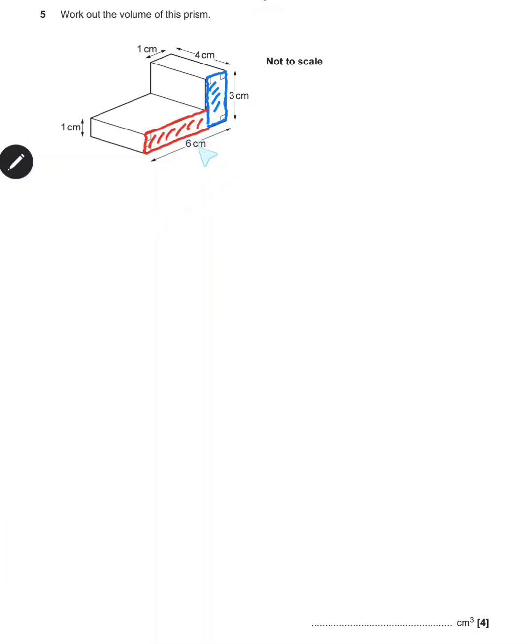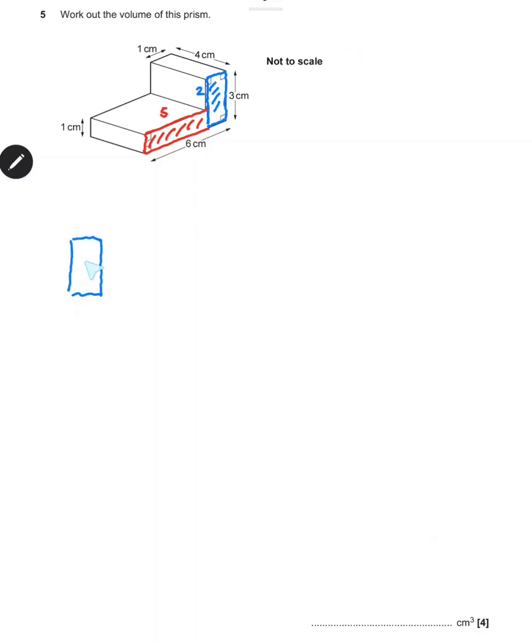So let's find the missing measurements first. This whole bottom is 6. This top measurement is 1. So this top measurement here must be 5. 5 across there, and the 1 makes 6 in total. I'm going to do the same for the blue rectangle. This whole measurement is 3. This little bottom measurement is 1. So this here must be 2. And what we've got now is two rectangles that we can work out the area for.